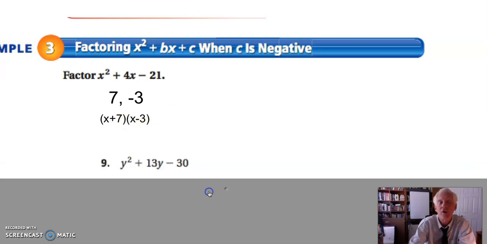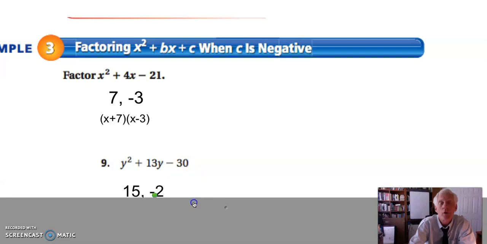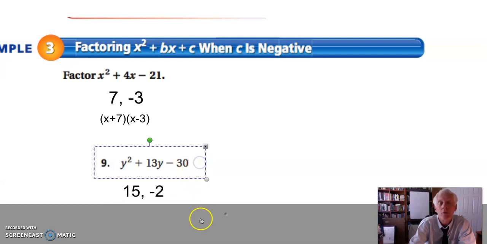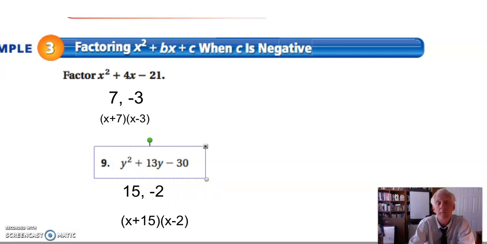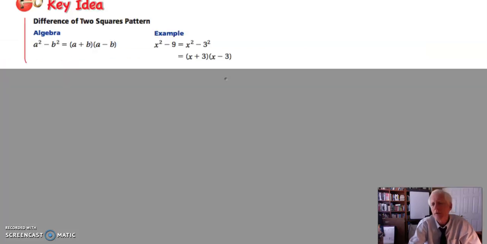So give that one a shot. Factors of negative 30 whose sum is 13. Maybe pause it. So factors of negative 30 and 13 are going to be 15 and negative 2. See that right? 15 times negative 2 is negative 30. 15 plus a negative 2 is 13. It is correct. x plus 15, x minus 2. That is our factoring. But here come the ones that we did at the end, a little bit quicker.